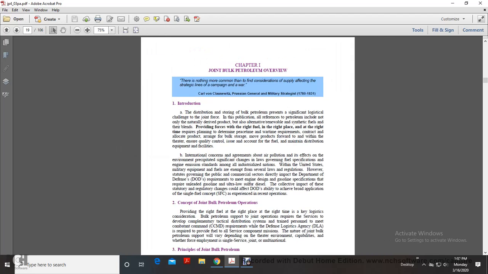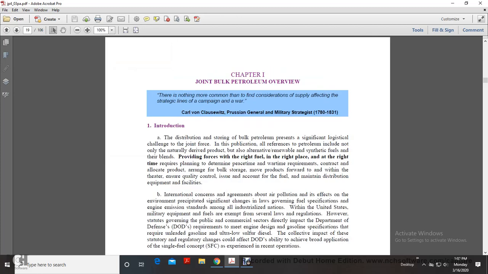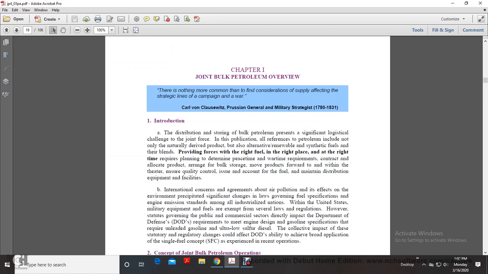Joint petroleum overview. There is nothing more common than to find considerations of the supply affecting the strategic line with the campaign of the war. Carl von Clausewitz, Prussian general and military strategist, 1780 to 1831.